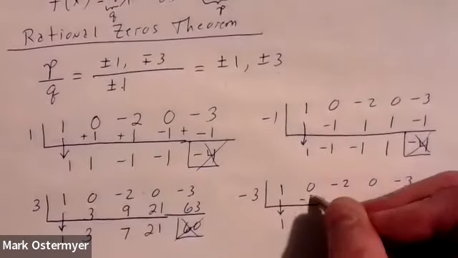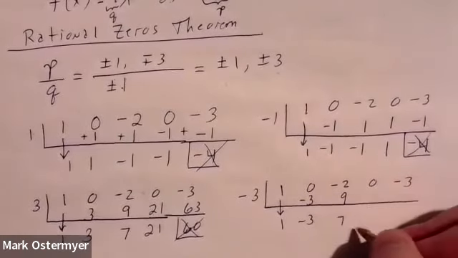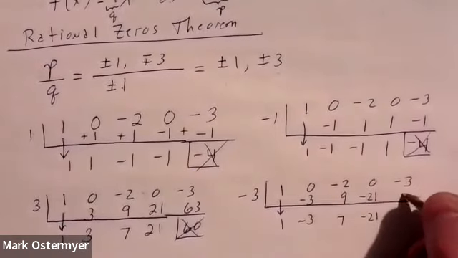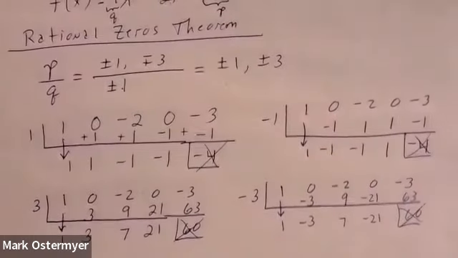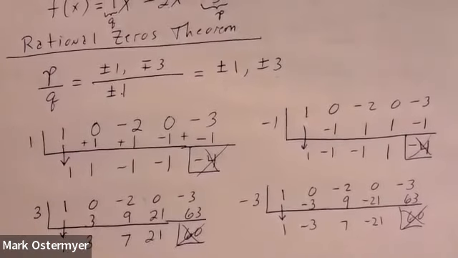Negative 3 times this is negative 3. Add. Negative 3. Multiply. Bring up. Add. Negative 21. This is going to be positive 63. No good. No 0 remainder. So, ladies and gentlemen, as it turns out, this fourth degree polynomial function does not have any rational zeros. There's none. No rational zeros.